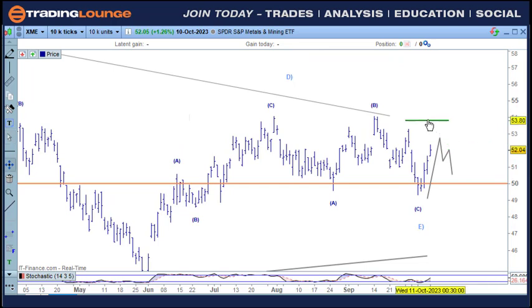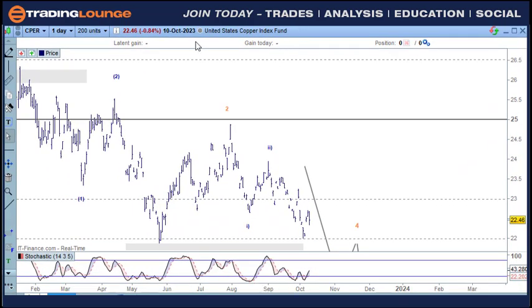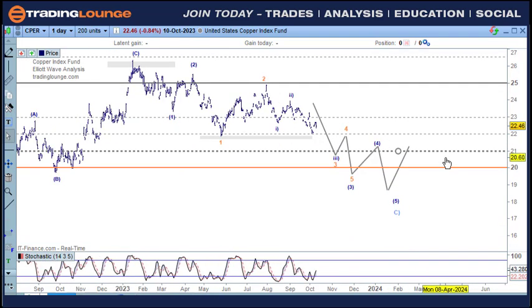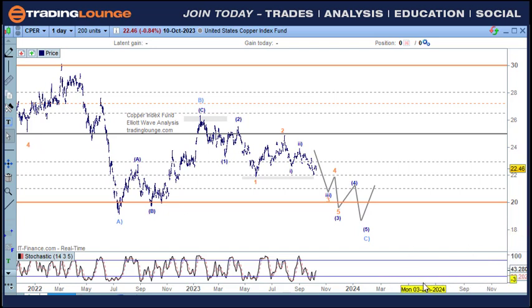Okay, so I'm just going to leave that out of the way, and I've said what we needed to say about this, because when we look at copper, it's got two patterns that I'm tracking. So this is one of them. This is just the United States Copper Index Fund here, but it does give a reasonable view of the LME copper and so on.